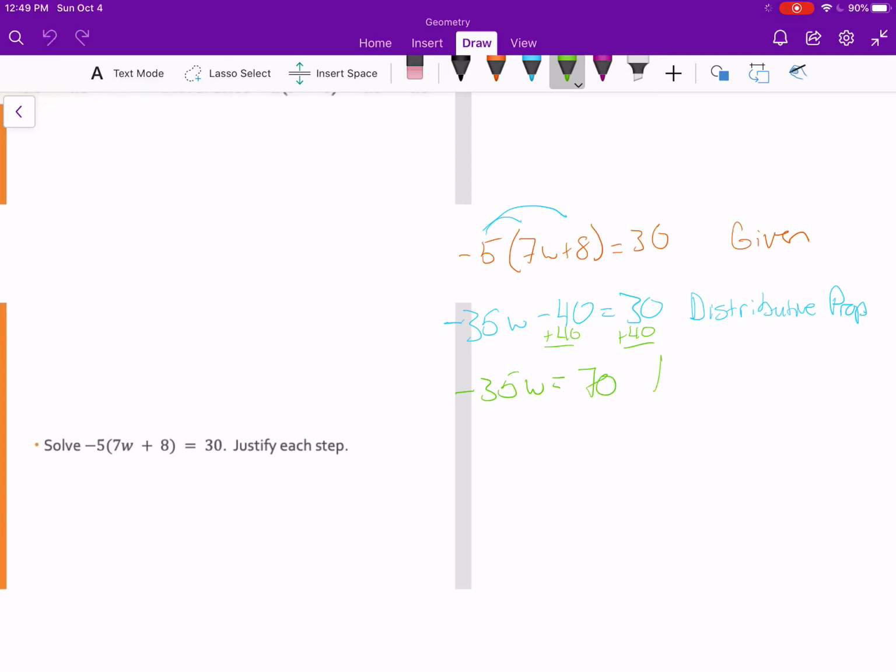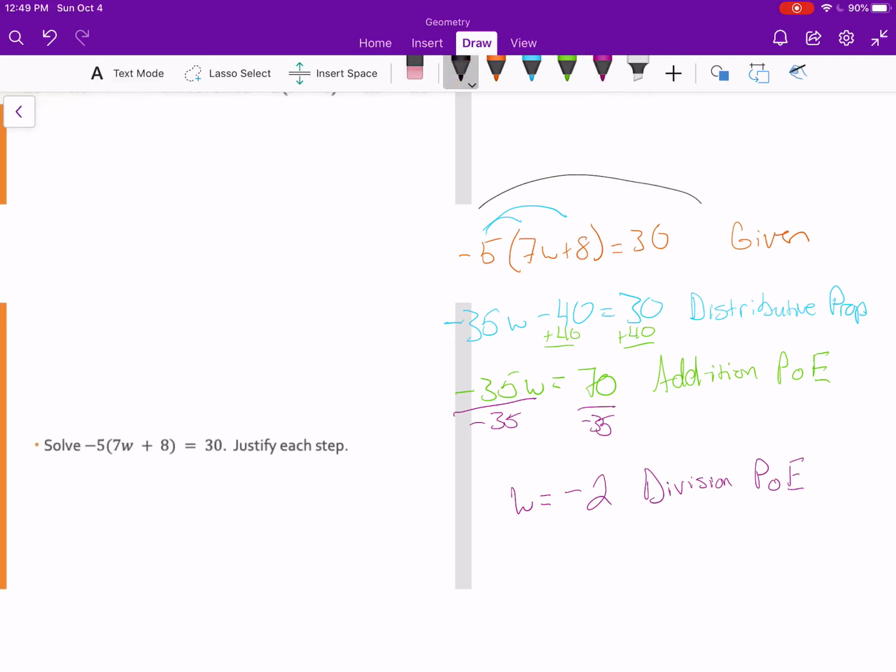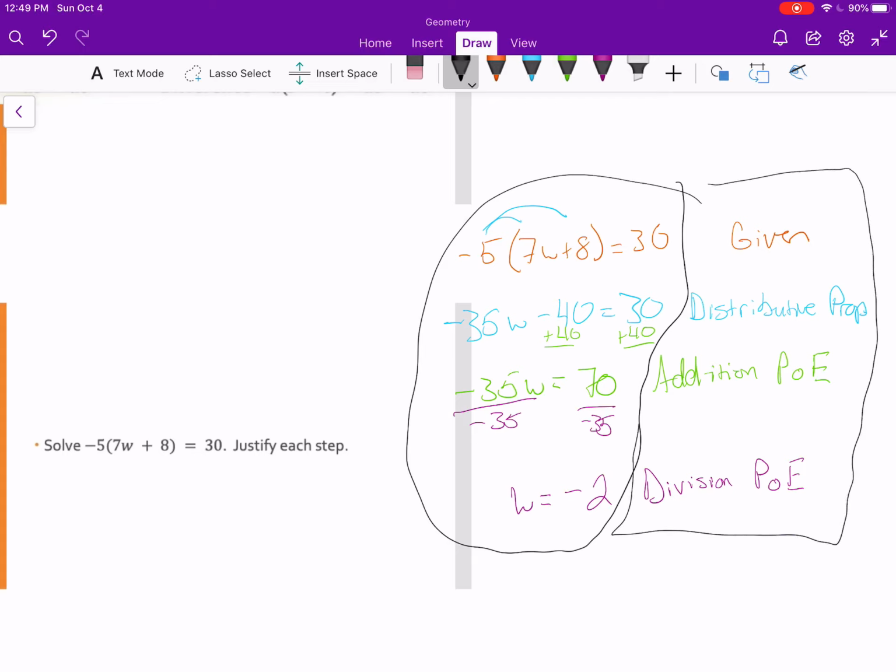And I did that using the addition POE because I added to both sides. And then to get w by itself, I'm going to divide by negative 35 to get w equals negative 2, and that's by the division property of equality. So all of the things over here on the left side are what you did in Algebra 1, and then everything over here on the right side is what we're adding.